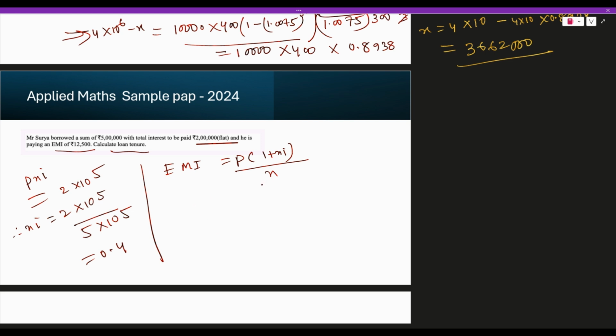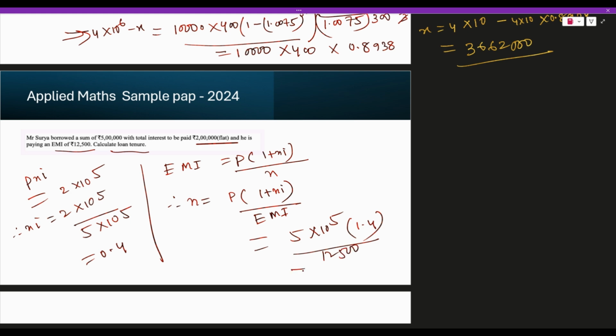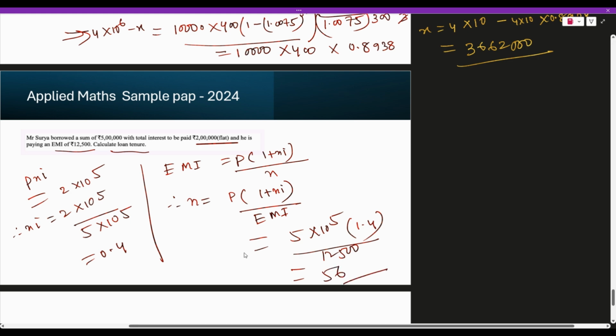Now you have to get the value of N. So N will be what? P into 1 plus NI, that divided by EMI. Clear? So 5 into 10 to the power 5, 1.4, that divided by 12500. Let me calculate by my calculator. You do separately. This is coming 56. So the value of N, the loan tenure, is 56 months.